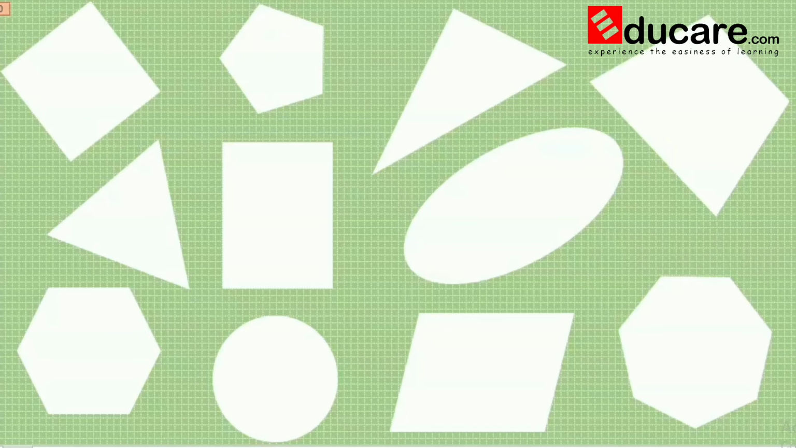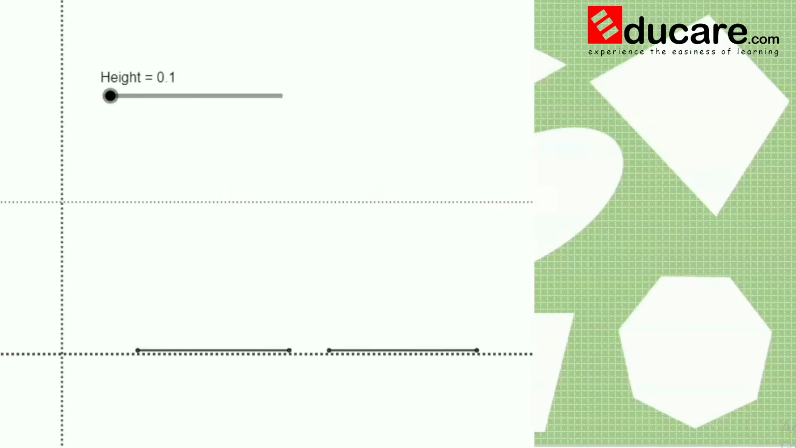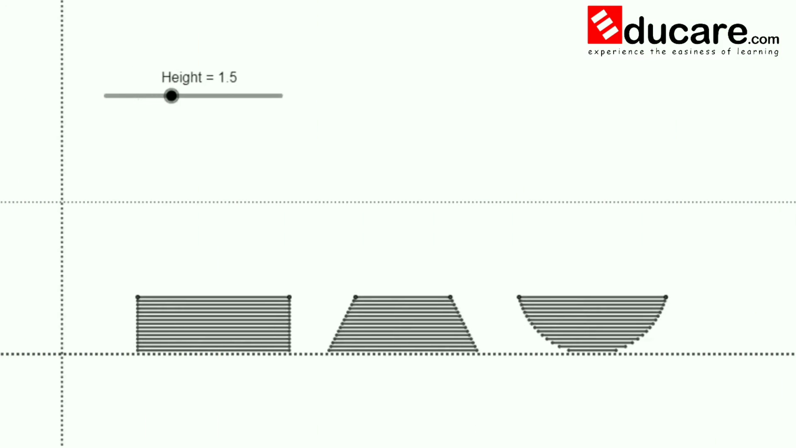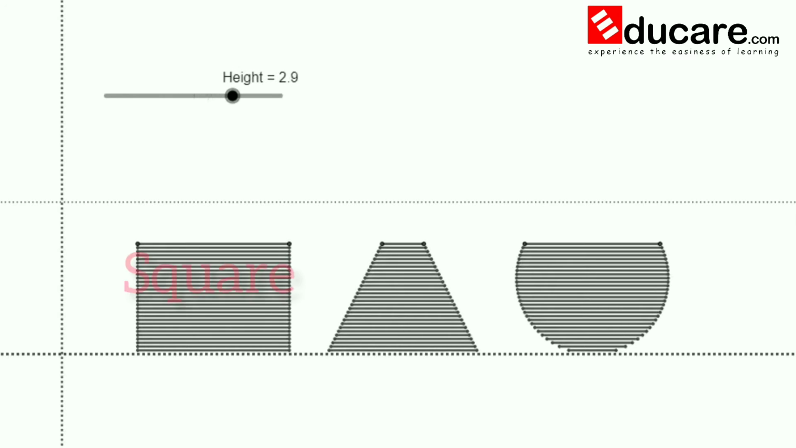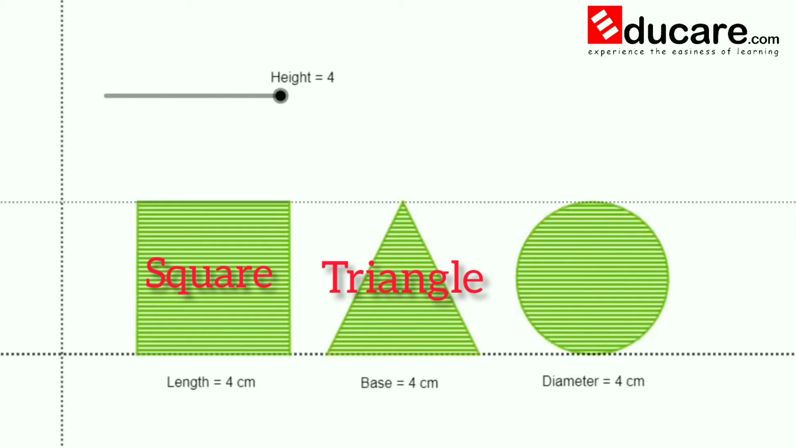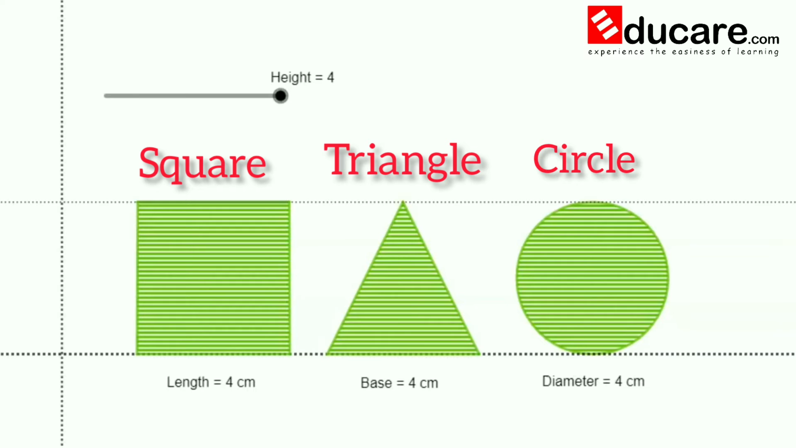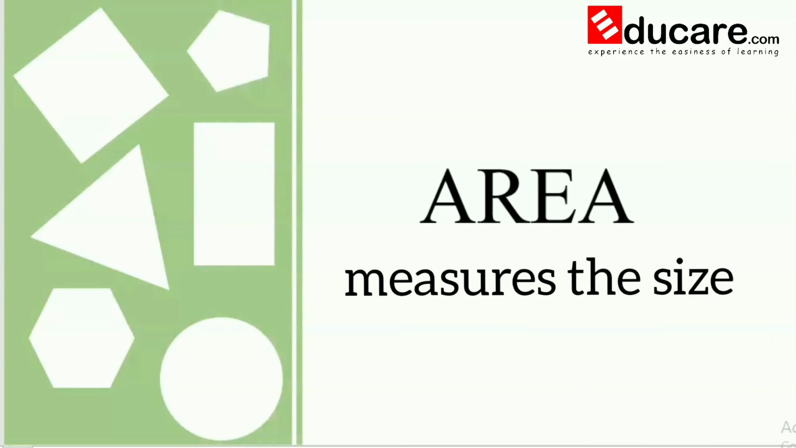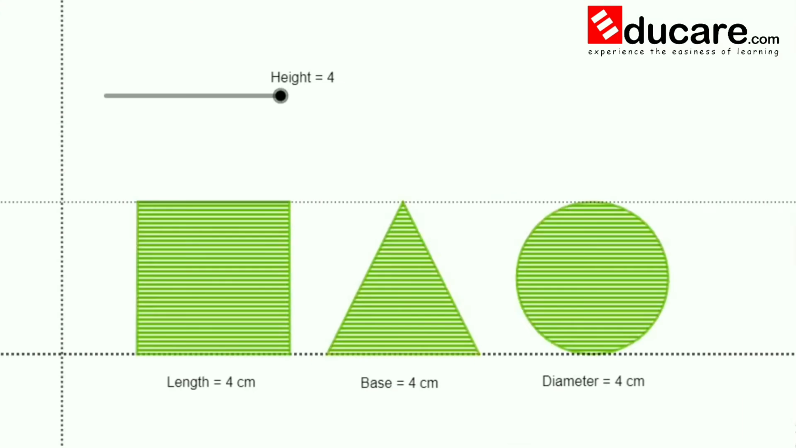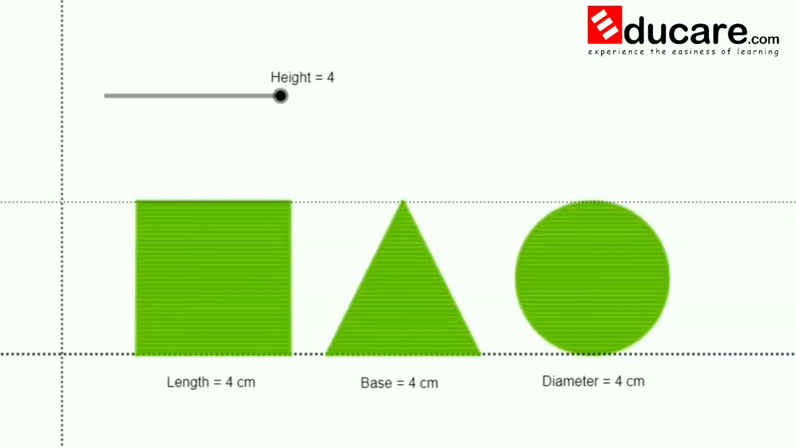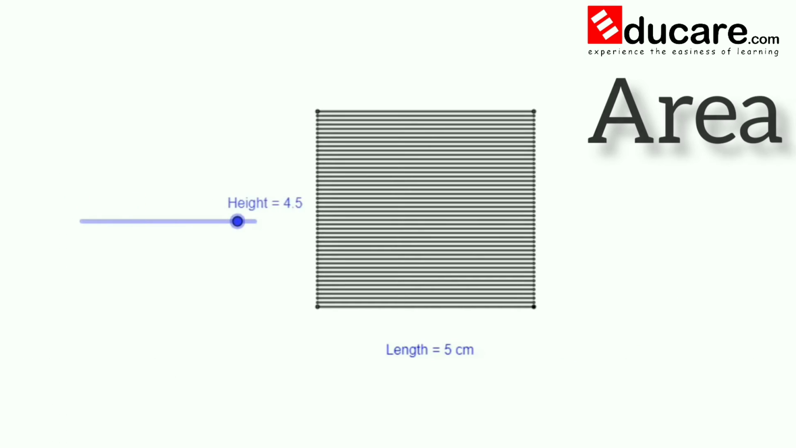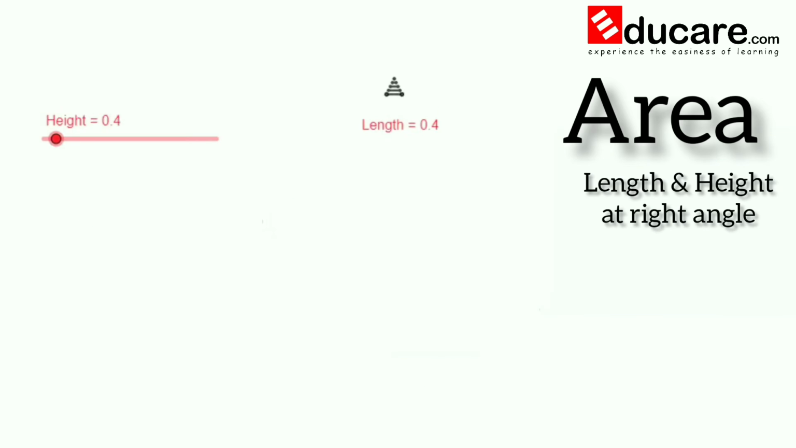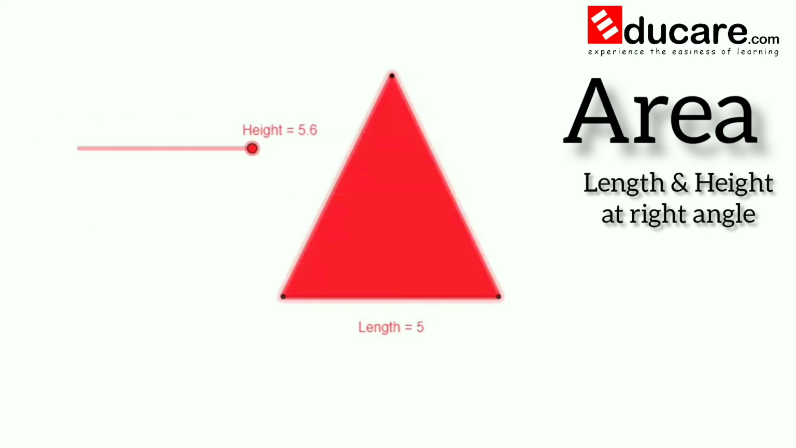Now, let's construct some of the polygons. Here shows how lines are arranged to construct a square, triangle, and a circle. Can you say which is the smallest one, and how small it is? Area measures the size of the surface. So, if the area can be calculated, it is easy to say which is the smallest one and how small it is. Area is formed only when the lines are stacked in its perpendicular direction.